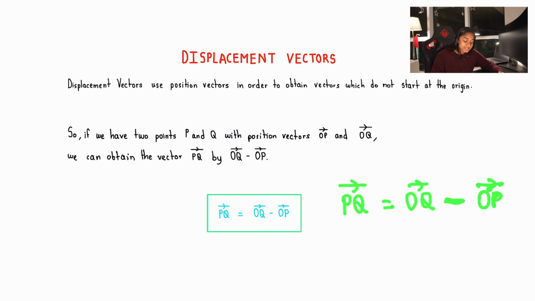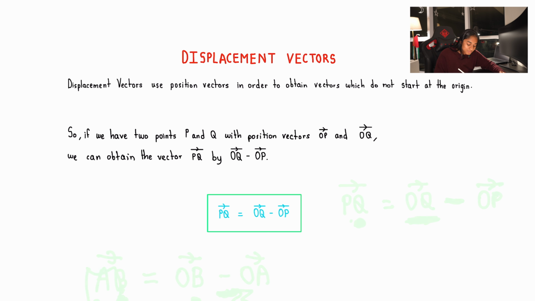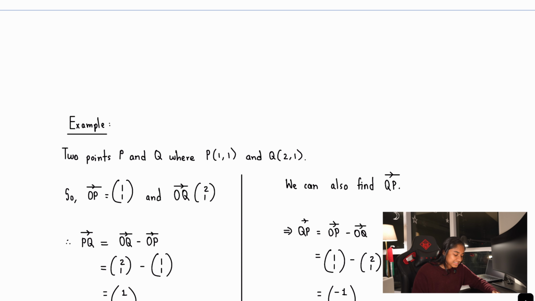And what you need to notice is that the last one, the second letter, comes first. So let's say we have AB. We can find AB by using the position vector OB minus OA. This second one comes in first, and you subtract it from the initial first one here. So they switch places, and then you subtract. Make sure to remember that and don't mix it up, because this is going to be used. It's very important. So let's look at this example.